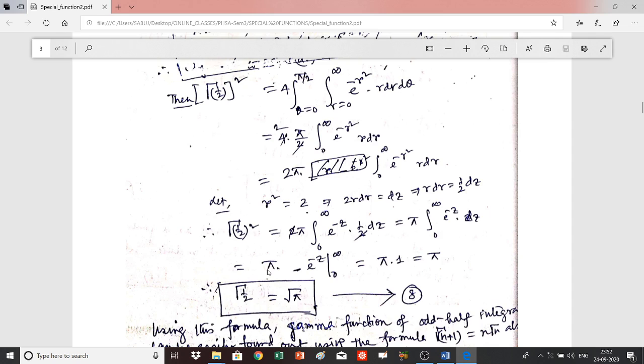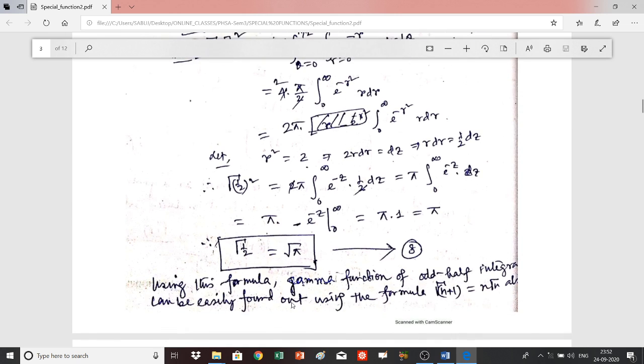So finally you obtained gamma half whole square is equal to pi, and from here gamma half is equal to root pi. This is equation number. So finally we get gamma half is equal to root pi, and this value of gamma half is also very important, and that will be used in our next calculations. And using this formula, the gamma function of odd half integrals can easily be found out.